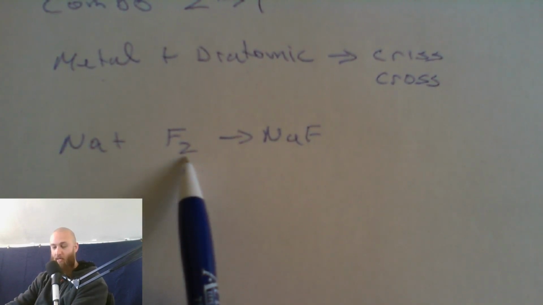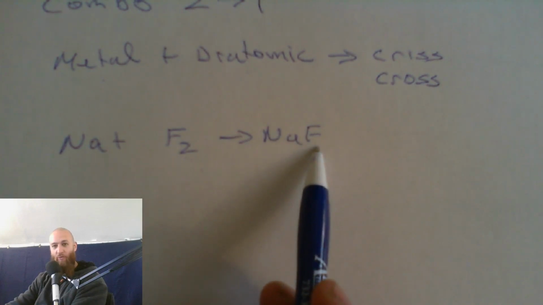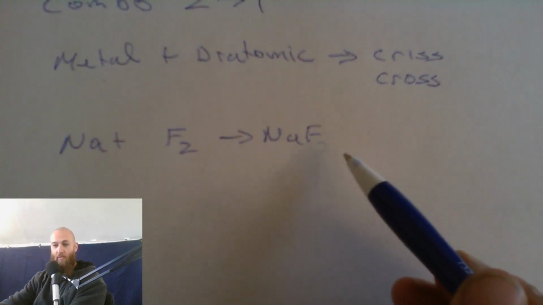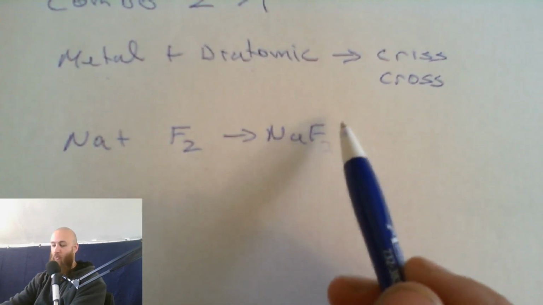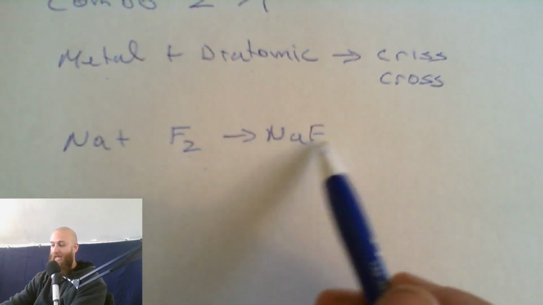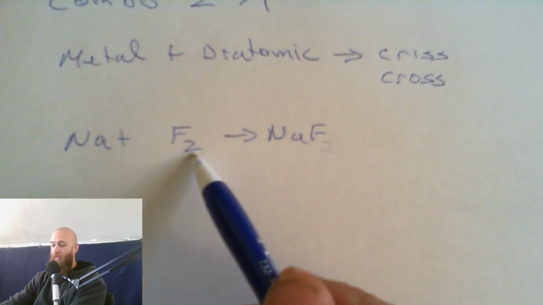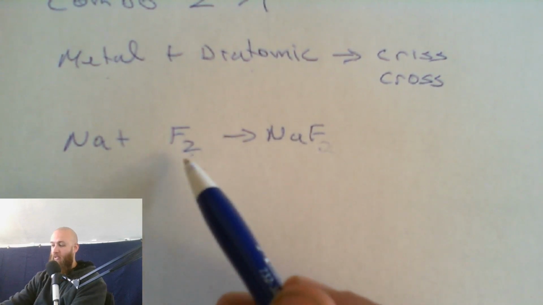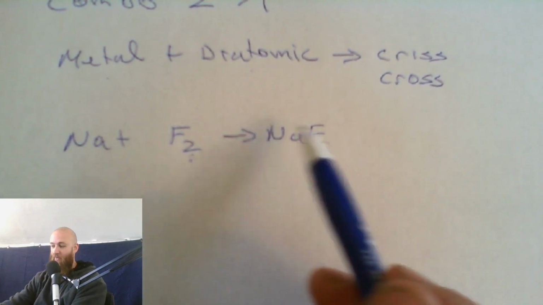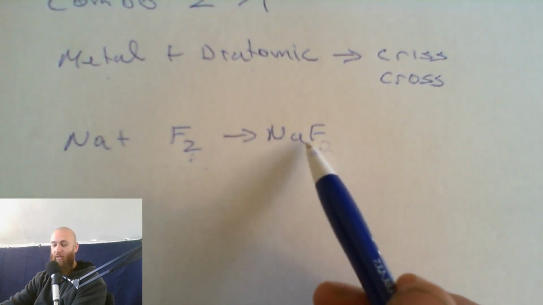They see this 2 here, and they assume that there must be a 2 after this fluorine. Well, if I put a 2 here, now the crisscross is wrong. This is not the correct formula for sodium fluoride, and it's not balanced. It's not neutral. So don't, just because there's a 2 here, put a 2 here. Don't do that. You got the 2 here for a reason. That's a diatomic. There's nothing here because of the crisscross.